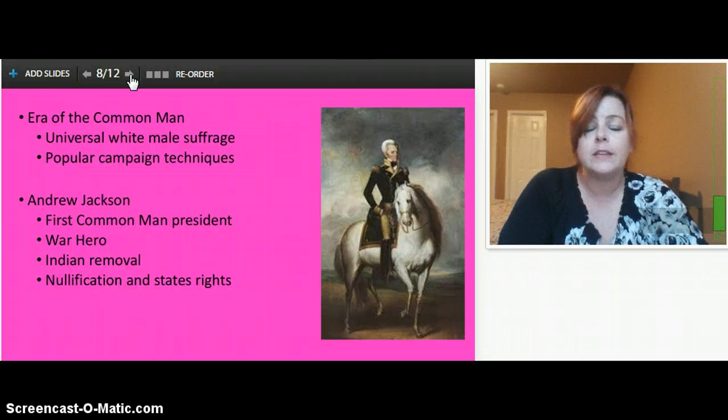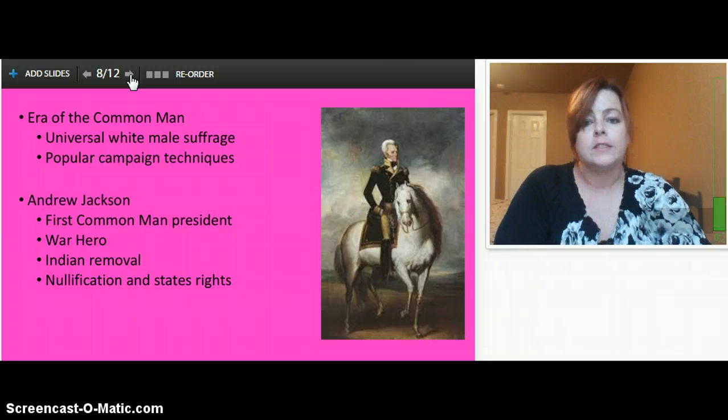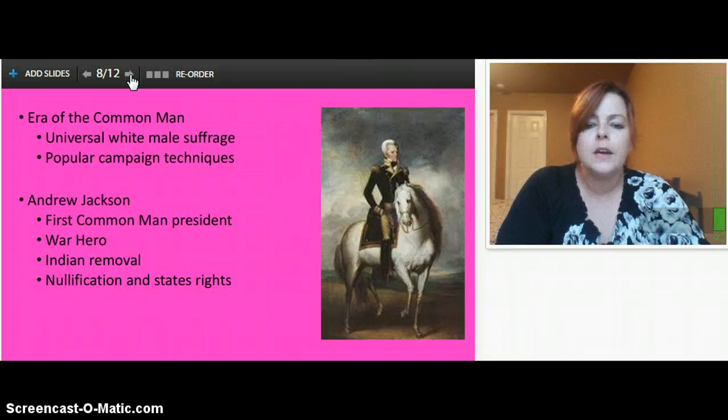And so now the candidates have to do this popular campaigning. They've got to have the parades and the barbecues and posters and go out and get these average people to vote. And they do vote, right? And they vote for Andrew Jackson. One of the big draws to Andrew Jackson is that he's a war hero, right? From the Battle of New Orleans of the War of 1812. So they really like him.